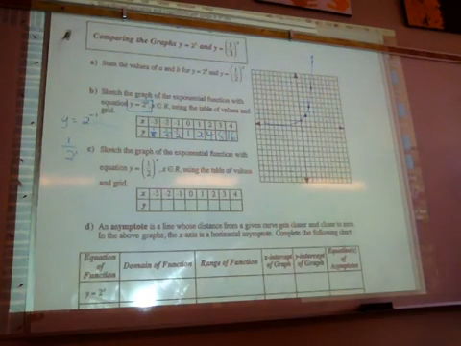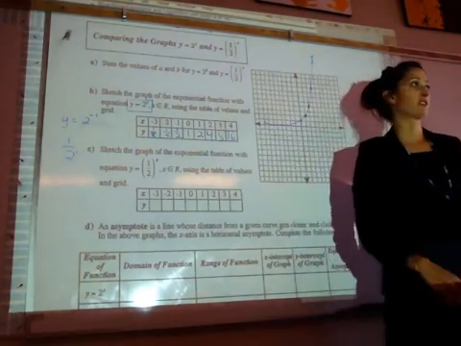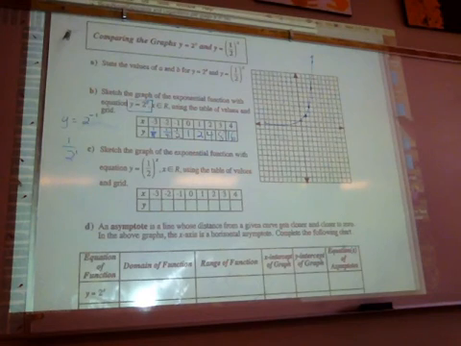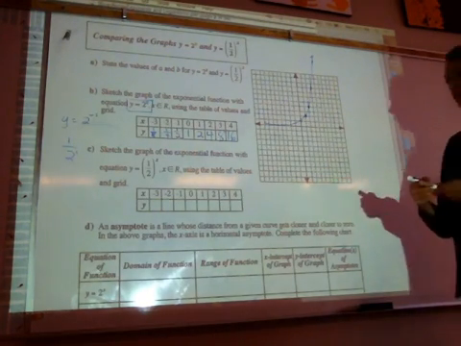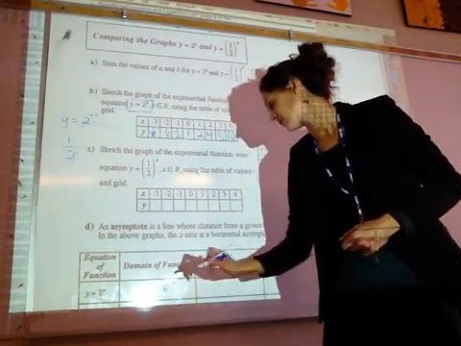And we're going to jump to the table of values at the bottom. So specifically with y equals 2 to the power of x, what is the domain of this function? We're looking at the x values. Are there any restrictions going left or going right? No, so what's your domain? All real. X is an element of all real numbers.